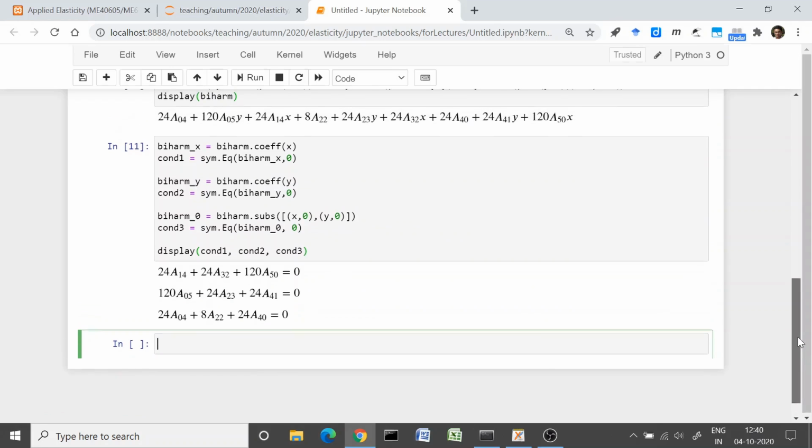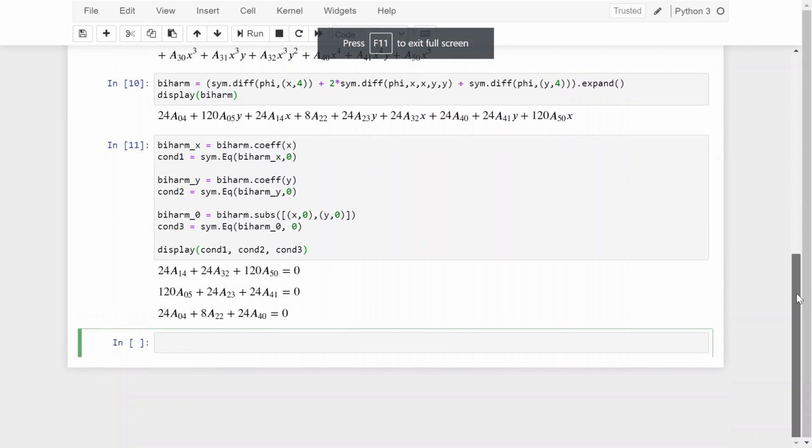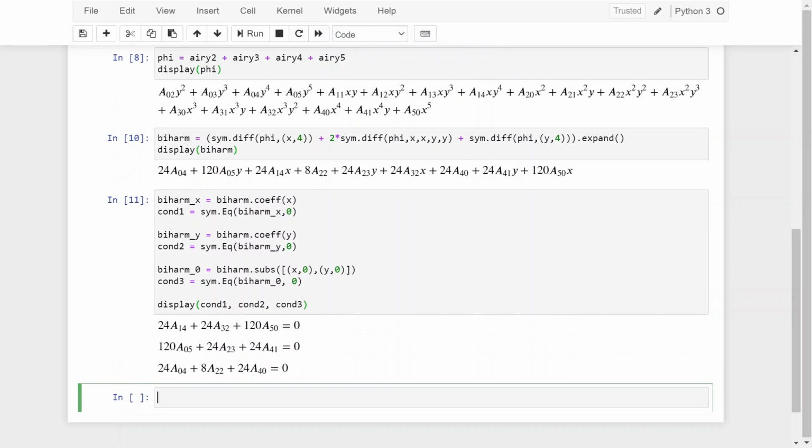Let me do a full screen here. That will be helpful. So you see, for the first condition, what I have obtained here is this 24a14, 24a32, and this 120a50. Or from the condition of the coefficients of y set to 0, I'll have this 120a05, 24a23, and this 24a41.